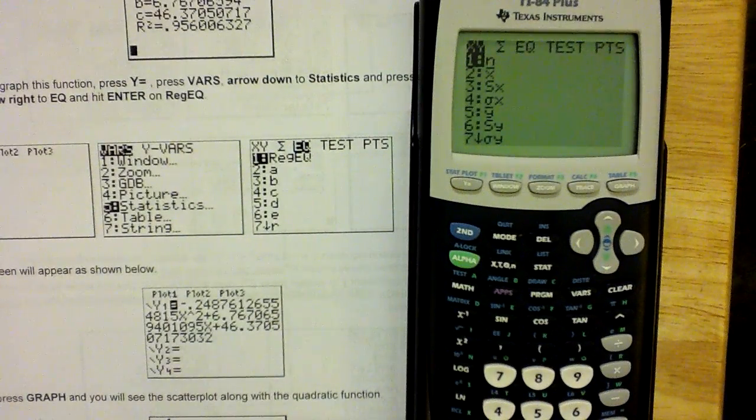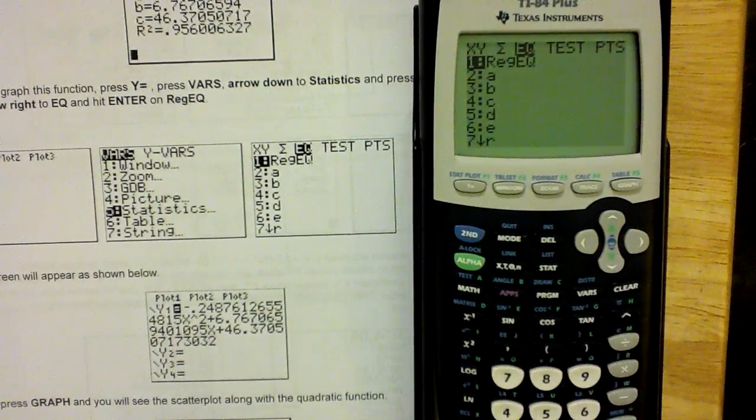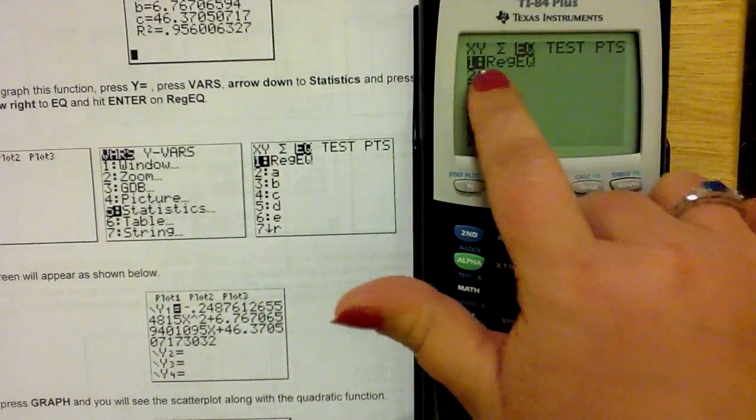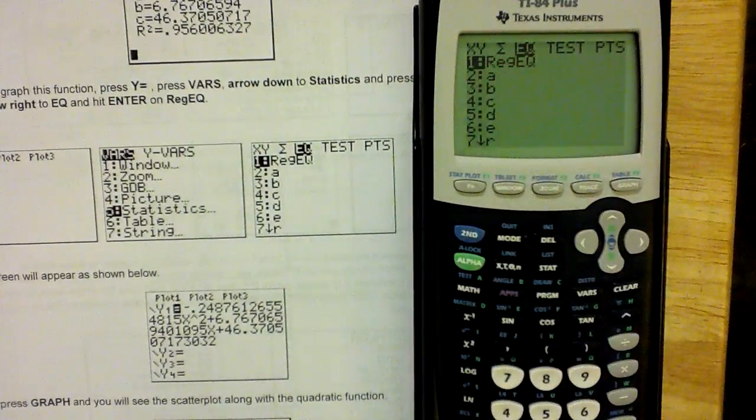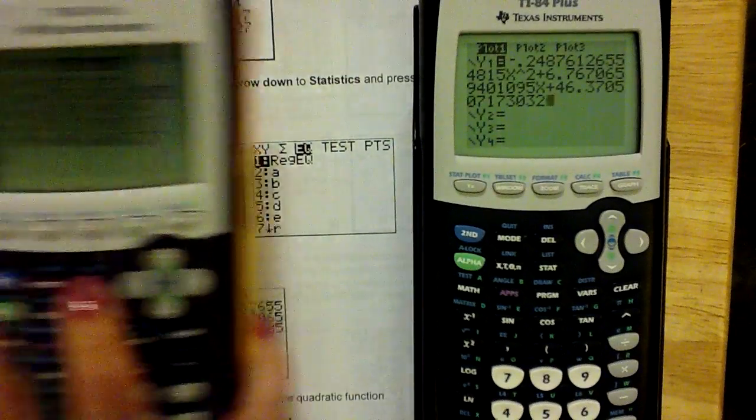Your screen should look just like mine. Then we are going to arrow right twice to EQ, and also make sure it says reg EQ. Hit enter, and then notice all of this information is now in your y equals.